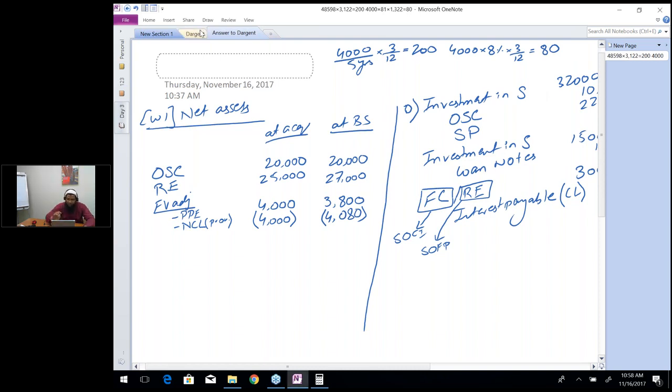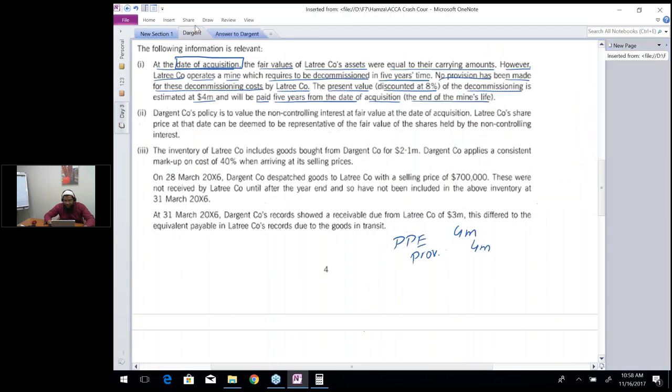Okay, now adjustment number 1 has been done. Let's move back to the question, where the question says that Darjan Company's policy is to value the non-controlling interest at fair value at the date of acquisition.